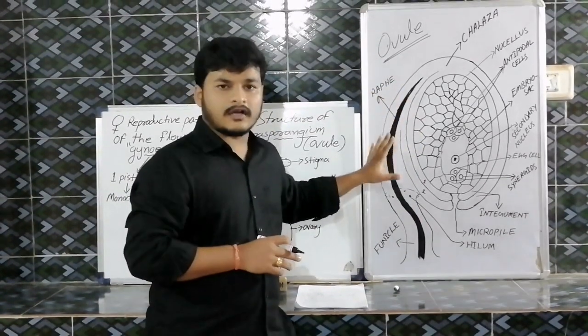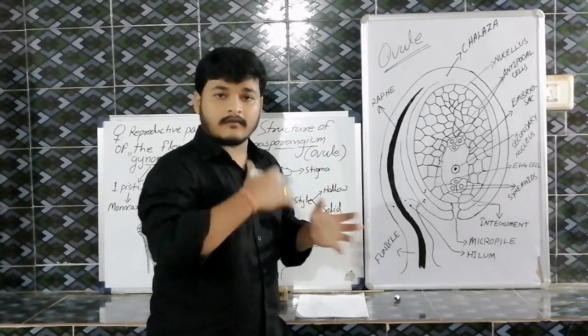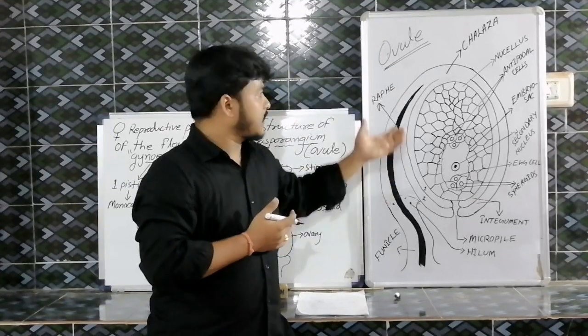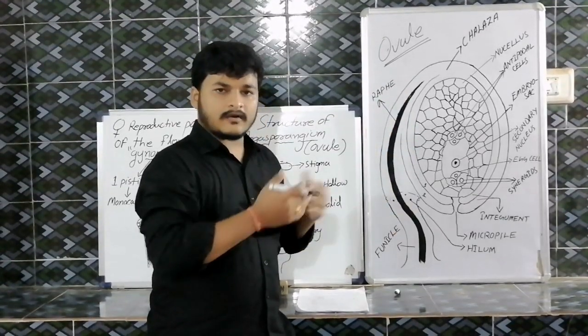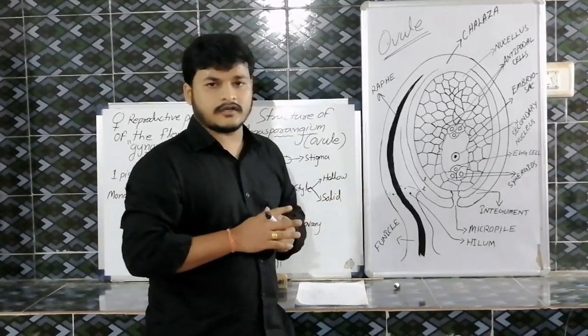This is your most common anatropous ovule structure. Maybe there are also a number of other structures, that means it is not a single structure. A number of types of ovules are also there. In the types of ovules part, we will also study about that.